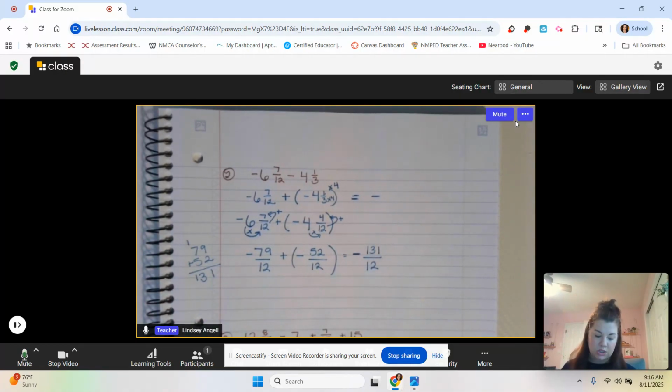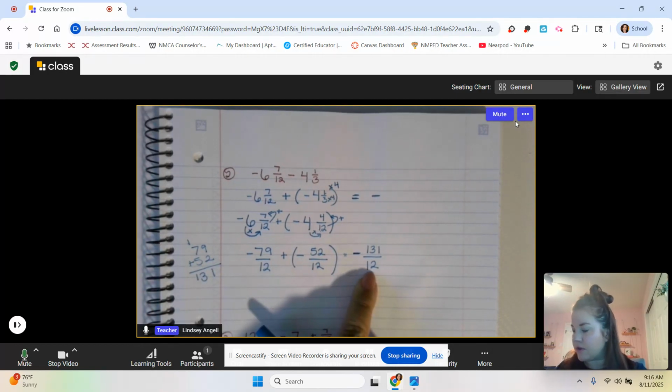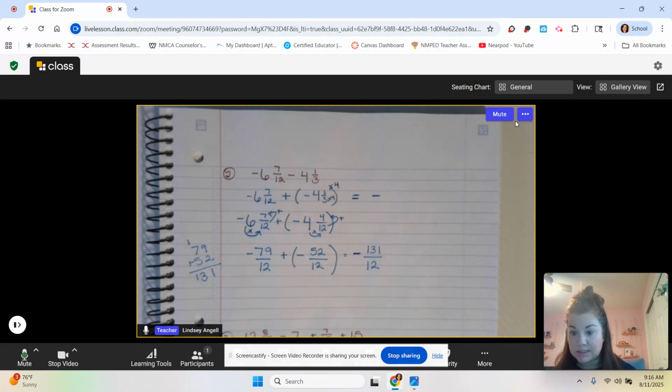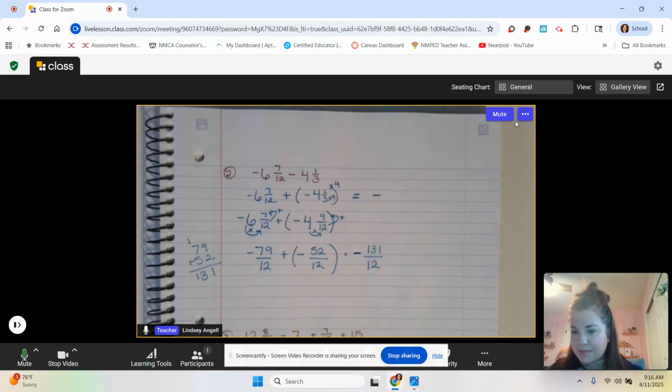Okay? So, now I need to convert my answer to a mixed number. Okay? So, let's see here. What I need to do is think to myself, well, how many times does 12 go into 131? There's a couple ways you can think about this. First off, using just good number sense, I can think to myself, well, 12 times 10 gets me to 120.